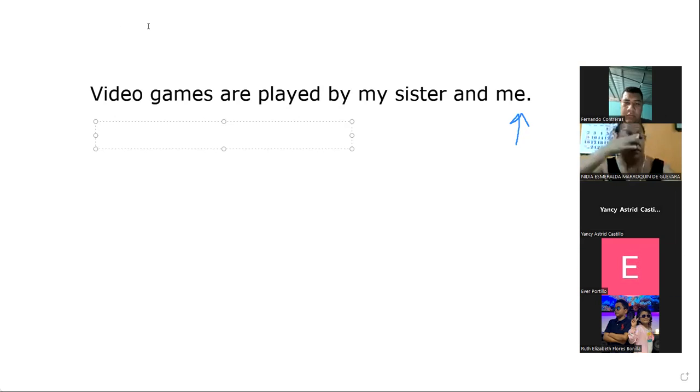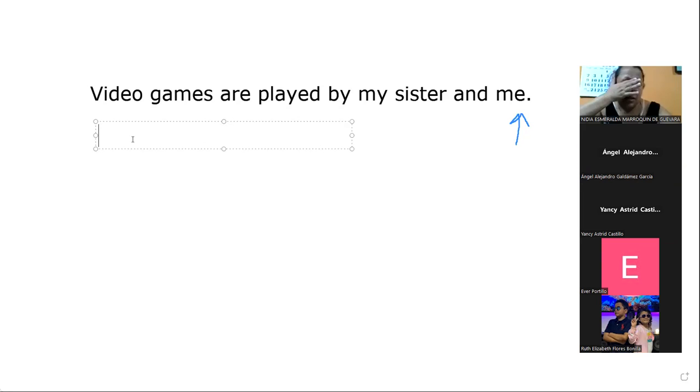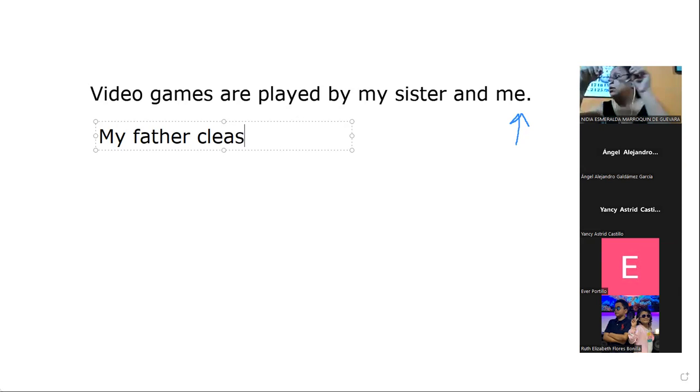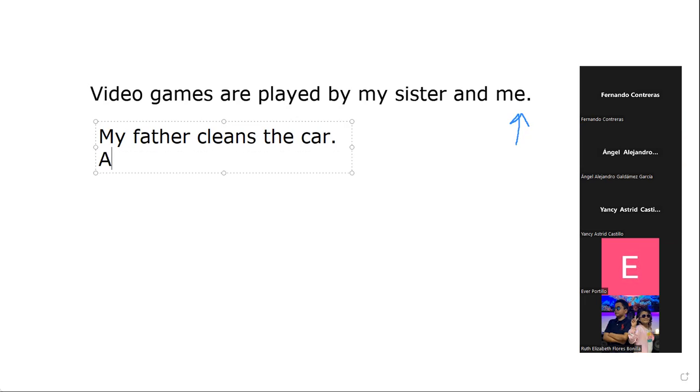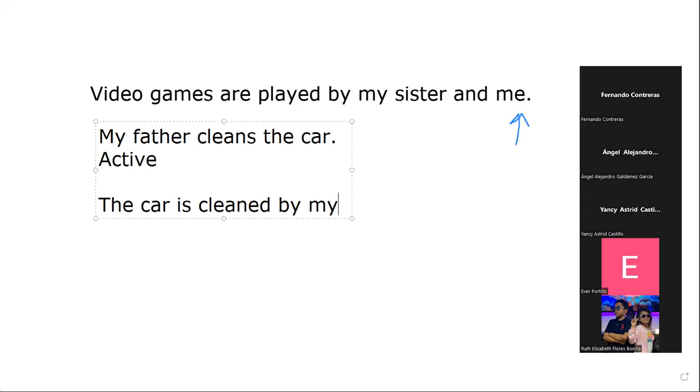My father cleans the car. The car is cleaning with my father. My father cleans, right? The car. Good job. And then you said this would be active, right? And then passive would be the car is cleaned by my father. Mm-hmm. Very good. Good job. All right. Well done. Thank you so much, Irma.